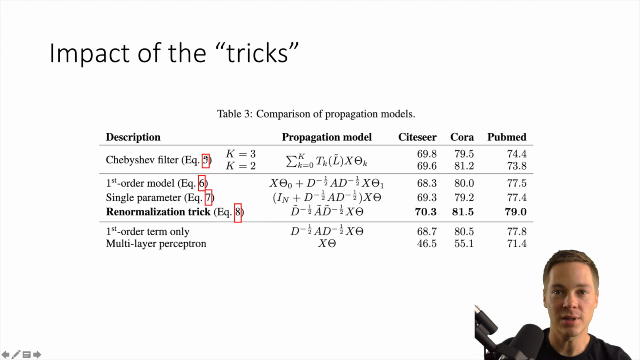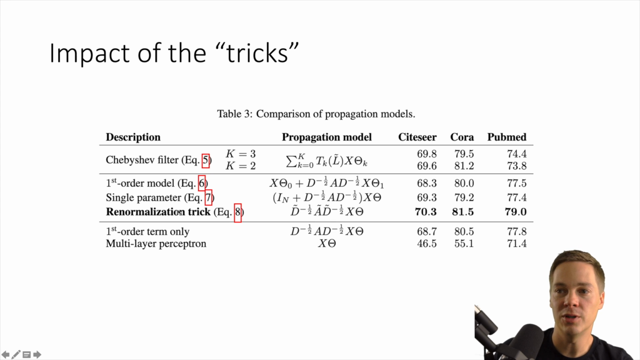The first trick they introduce is limiting k to 1. And we see that this might hurt performance in some cases, not so much in others. In this one, it seems to help substantially. So it's inconsistent, but it obviously isn't destroying performance. The next trick is the single parameter, where they set theta 0 equals negative theta 1 and factor out to a single free parameter. And we see that this doesn't substantially harm performance.